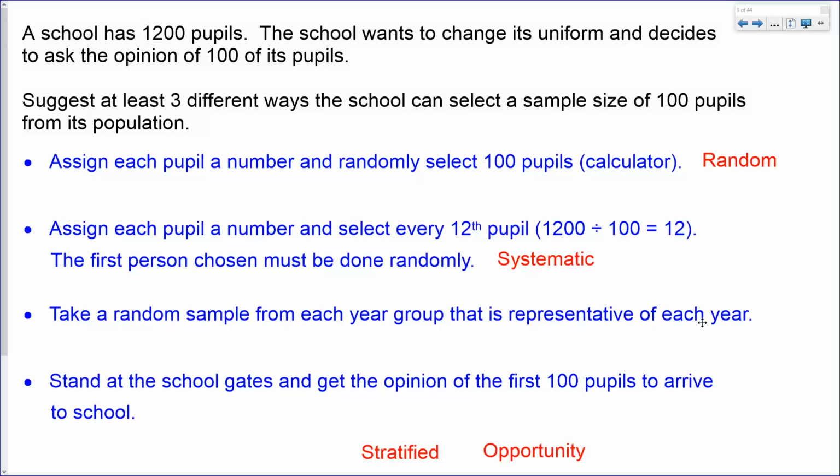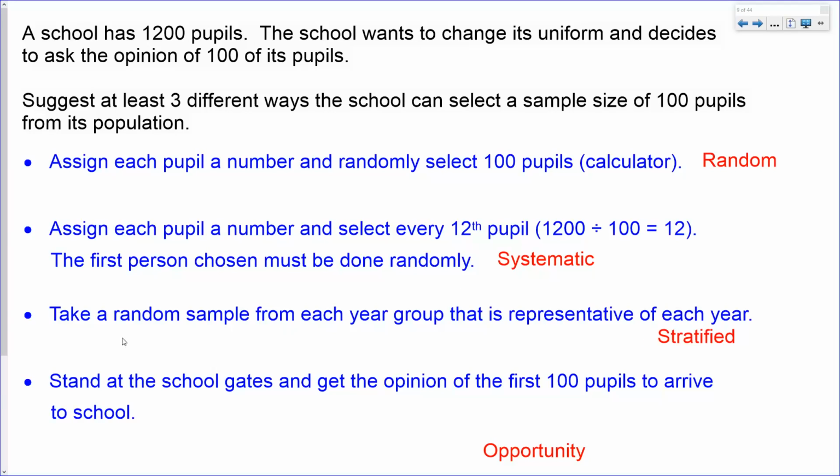Another way we could select 100 pupils is to take a random sample from each year group that is representative of each year group. So if, for example, year 11 had the biggest cohort, we would want more of our 100 to be selected from year 11. That would give us a fair representation of each year group, and that is called a stratified sample.